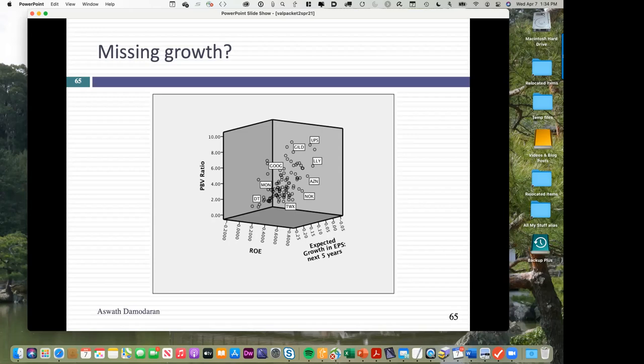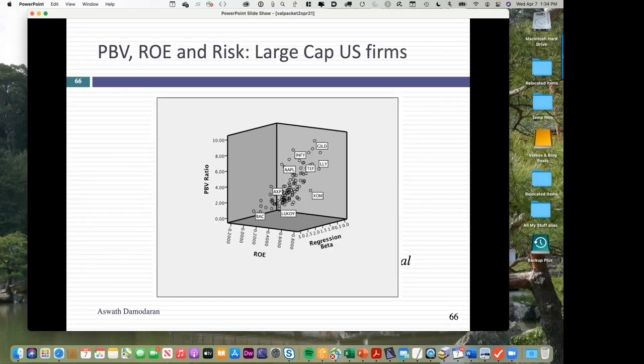So I'm ignoring growth, I can bring it in. I'm also ignoring risk. So I did another three-dimensional plot where I took price to book, return on equity, and beta. And here my cheapest stocks are the ones in that corner over there. Low price to book, high return on equity, but you want a low beta. So I'm looking in that corner. Again, nothing there, but you're trying to look for that mismatch that'll lead you to buy the stock.